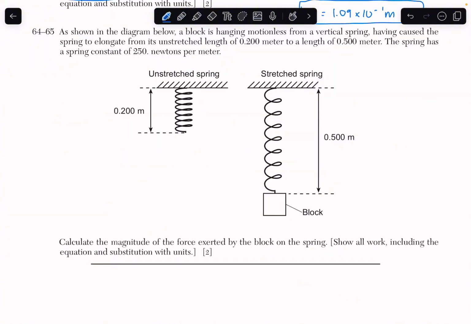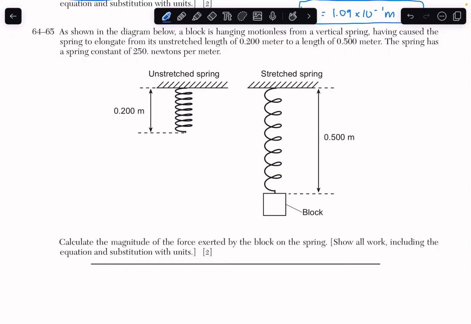64 to 65. As shown in the diagram below, a block is hanging motionless from a vertical spring, having caused the spring to elongate from its unstretched length of 0.2 meters to a length of 0.5 meter. The spring has a spring constant of 250 newtons per meter. Calculate the magnitude of the force exerted by the block on the spring.